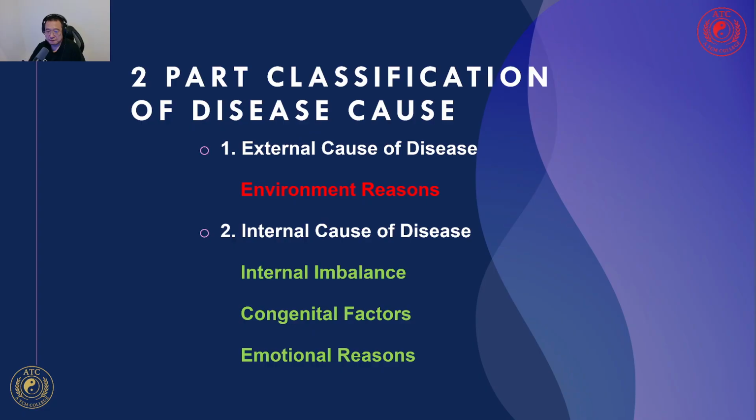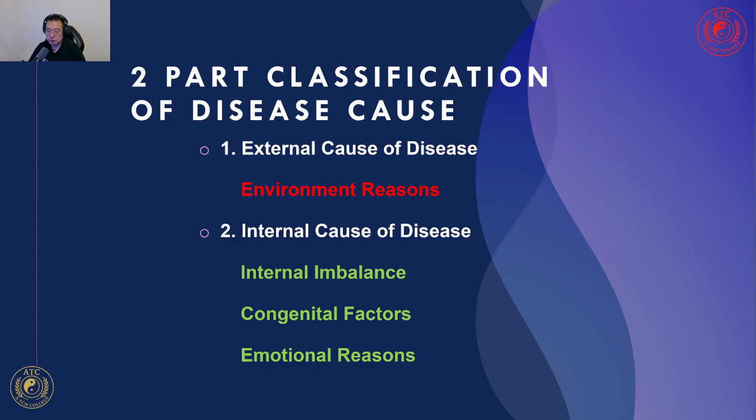Most of them are environmental reasons, environmental causes, like the weather, like external attacking, including insects, like snake, coyote, or anything that's from external reasons. That's a yang reason. That's a yang course. And for internal course of disease, there are three main courses.